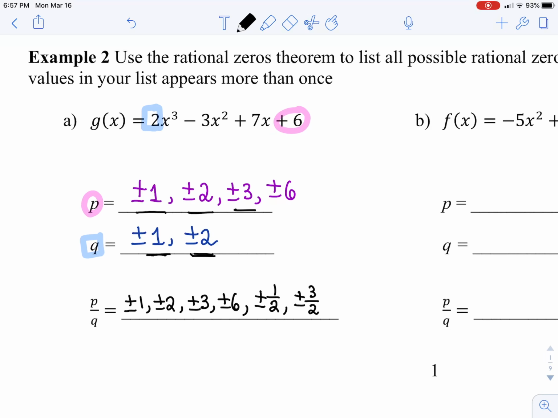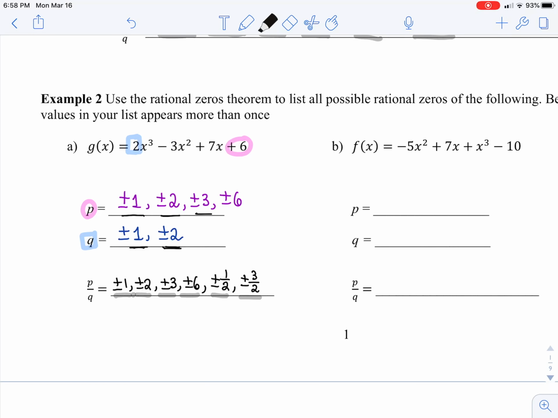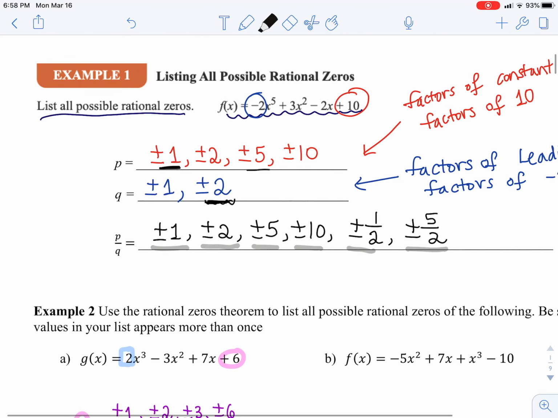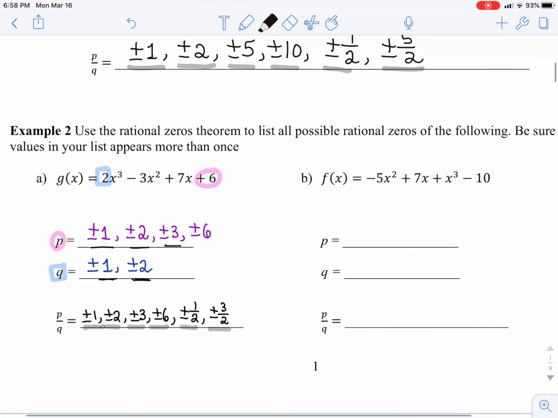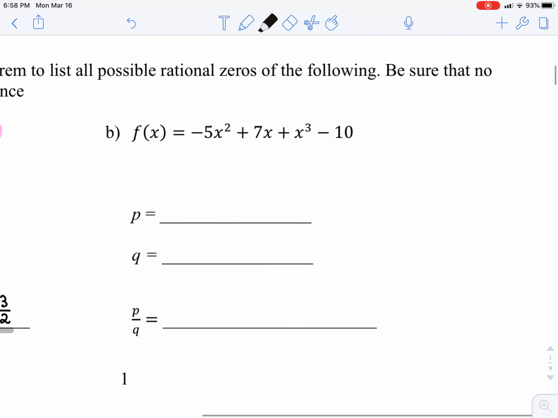And looks like I have, let me count them, 1, 2, 3, 4, 5, 6 times 2, 12 possible rational zeros for this one. Again, just checking if that, okay, that wasn't the same problem. Now let me do one more, and then I'll ask you to try the second page on your own, okay?